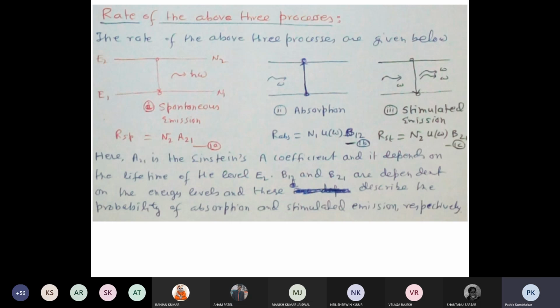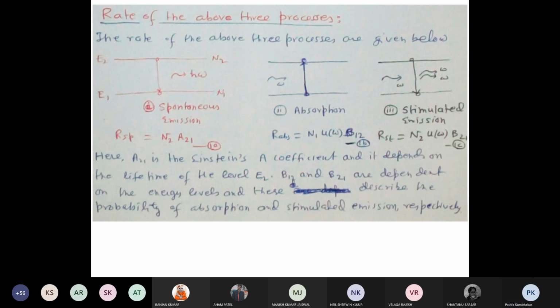As I told, when there is radiation incident on a system of atoms, Einstein says there are three processes. Before Einstein, it was known that two processes take place, spontaneous emission and absorption. Einstein showed through mathematical argument and theoretical calculations that these two processes alone cannot lead to equilibrium, so he introduced the third process of stimulated emission.